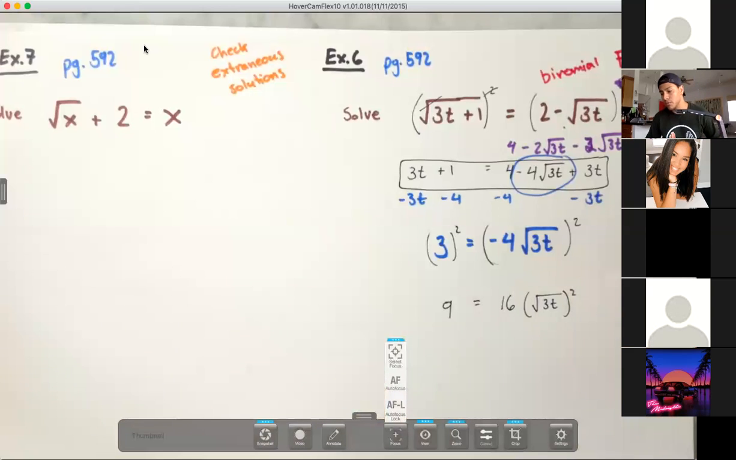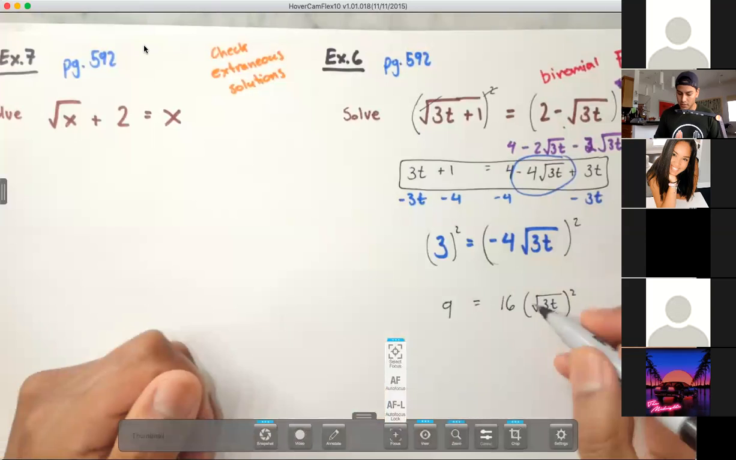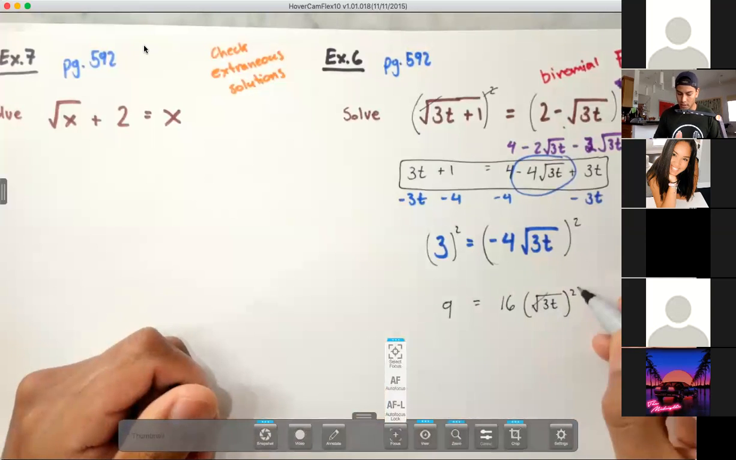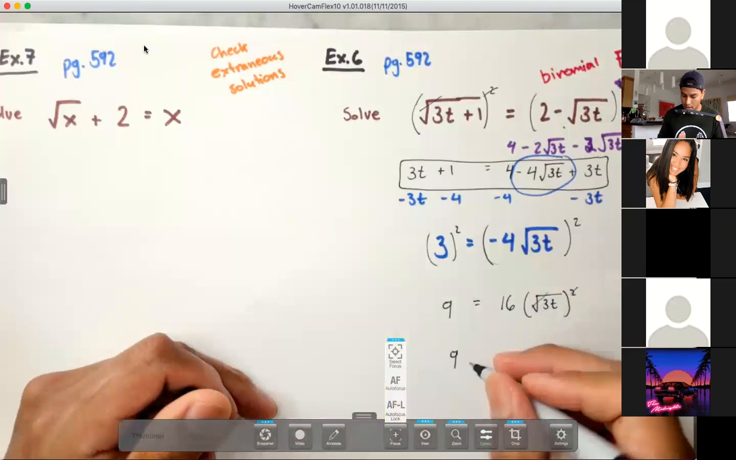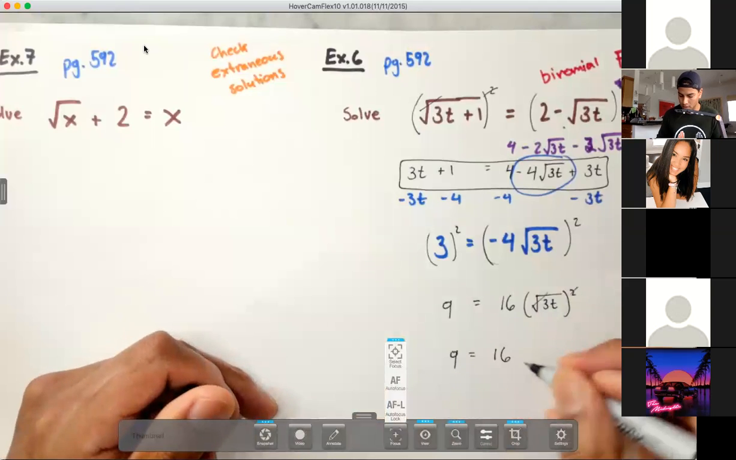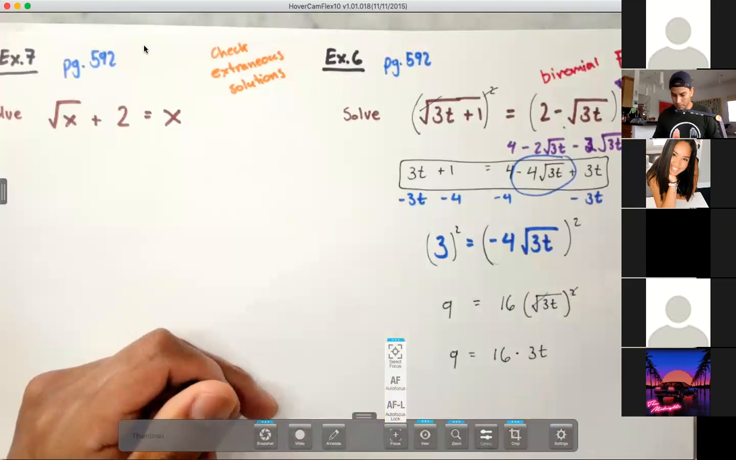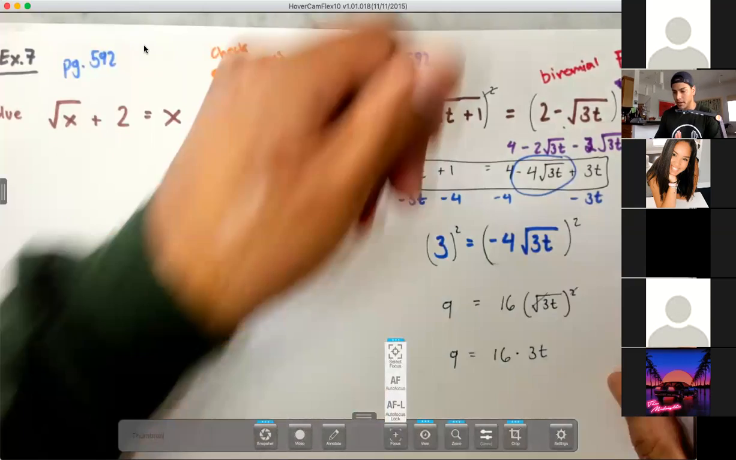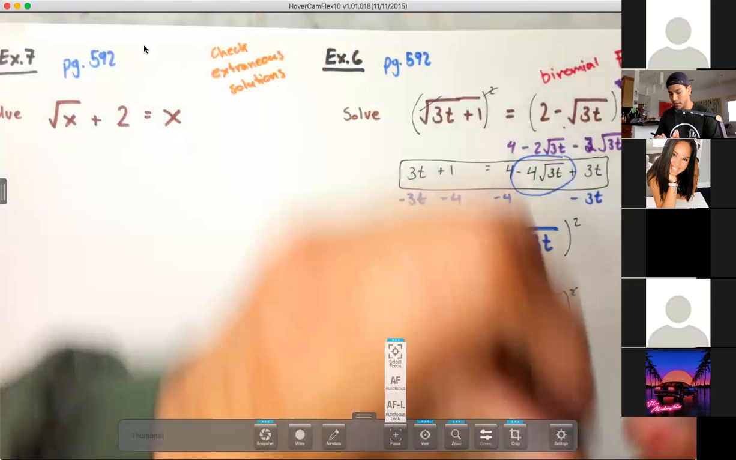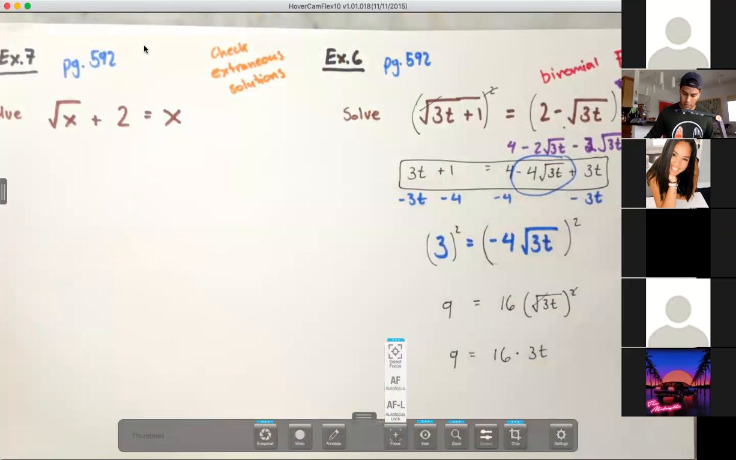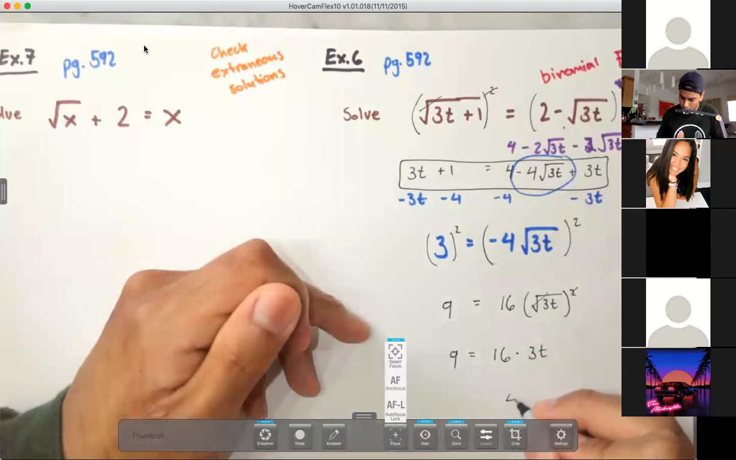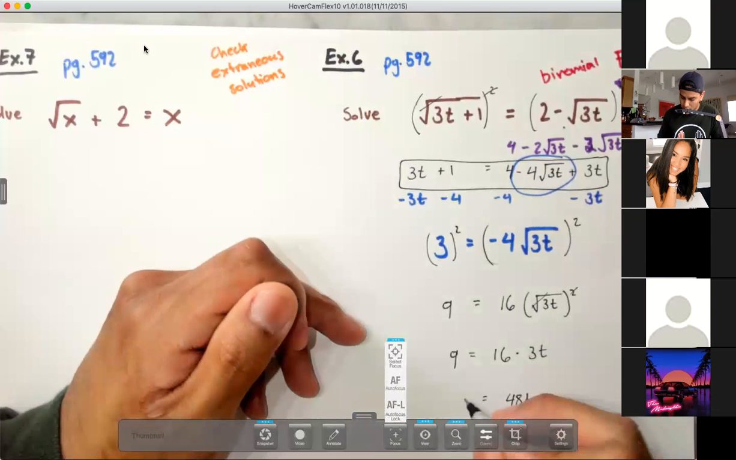Okay, and if you have the square root of 3t squared, you know that this is going to cancel out. This square root is going to cancel out with that. So you're going to end up with 9 equals 16 times 3t. Okay, and if you go ahead and multiply that together, 16 times 3t, I don't have my calculator, but I'll just go ahead and use my phone. So 16 times 3 is going to give me 48. So I'll have 48t equals 9.